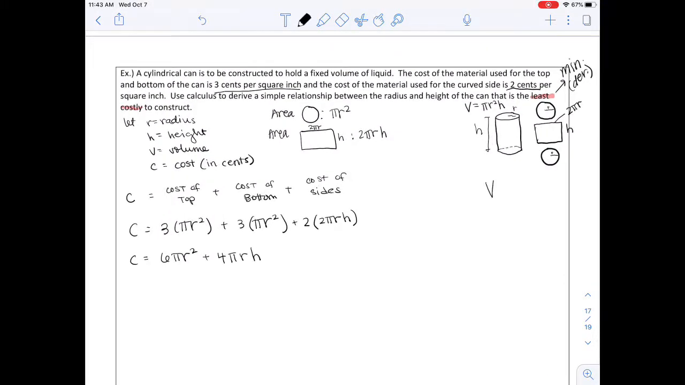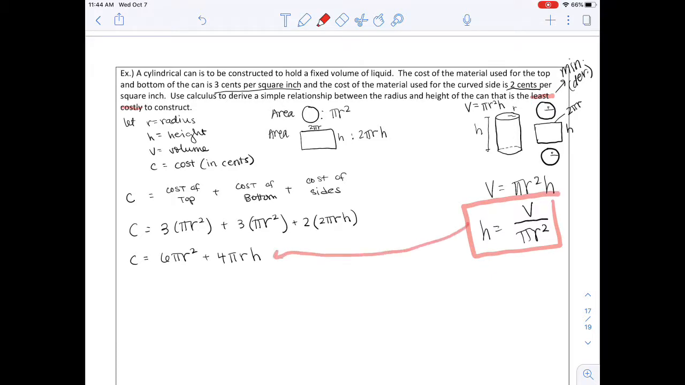And we do know that our volume is equal to pi r squared h. I'm going to go ahead and solve for h because that's the easier variable to solve for. And that means I'm going to have v divided by pi r squared. So now I'm going to take my height formula and substitute it in over here for h. So when we do that, our cost function is going to be 6 pi r squared plus 4 pi r times h, and h is going to be v over pi r squared.